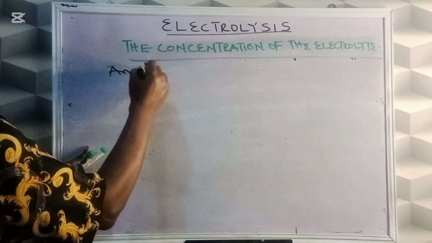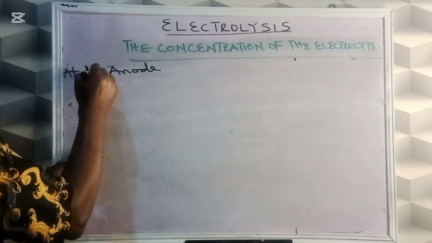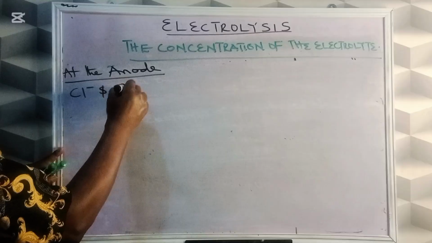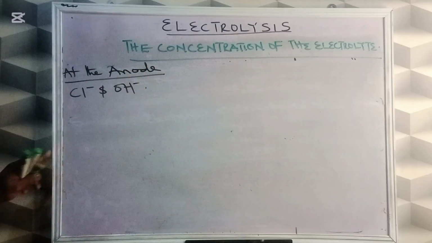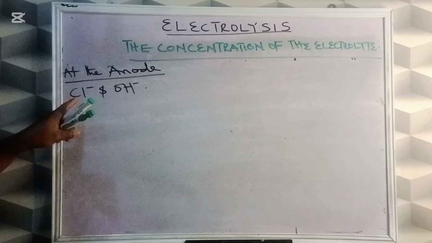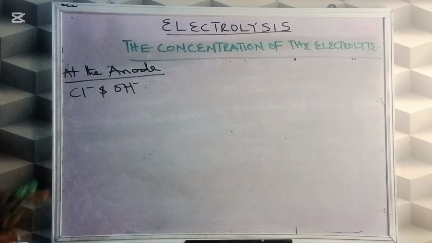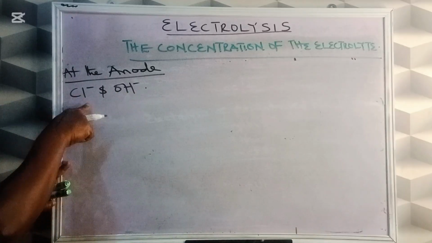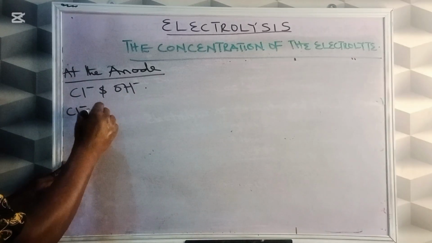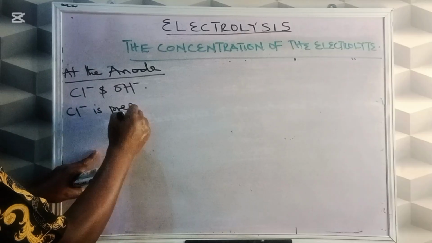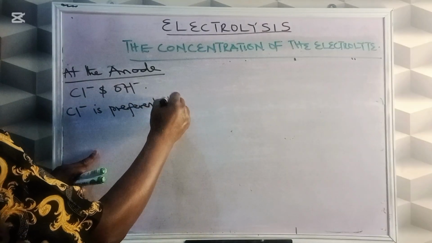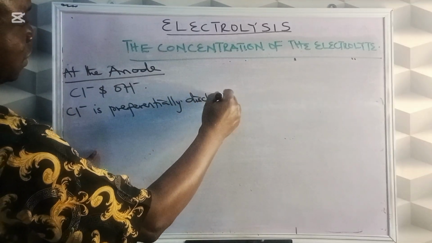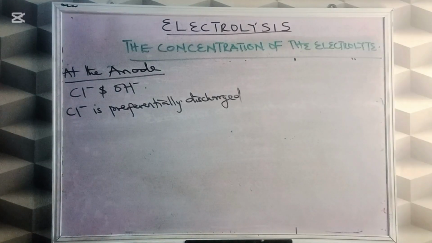At the anode, what and what migrate? Chloride ion and OH minus migrate to the anode. You know, OH is below chloride ion in the electrochemical series, but due to concentration of the electrolyte, instead of OH to discharge, chloride now is preferentially discharged. So we say chloride is preferentially discharged due to the concentration of the electrolyte.